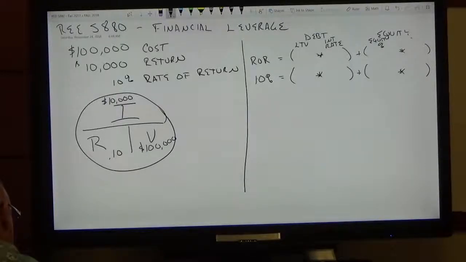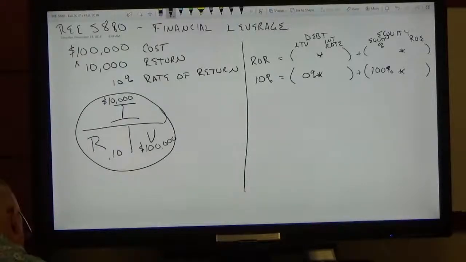And then over here is going to be our return on equity. Now, in this particular example, what we've got is a loan to value ratio of what? 0. We're not borrowing anything. Therefore, 0 loan to value, which would mean that our equity percent is going to be what? 100%. So 0% over here for our loan to value.